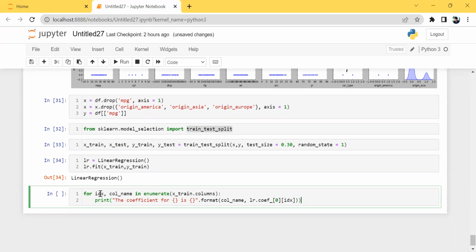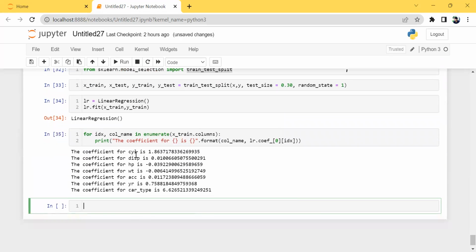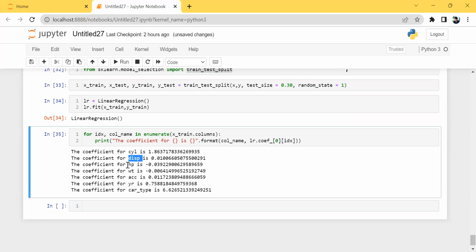I'm using a small for loop, that is for the index and the column name in the enumerate function, you need to pass X train dot columns here. I'm formatting the text: the coefficient of this column name goes here, and this particular coefficient value goes here, right? If I hit shift enter, what happens? I'm getting the coefficients for each and every column, that is cylinder, displacement, HP, weight, acceleration and car type, right?